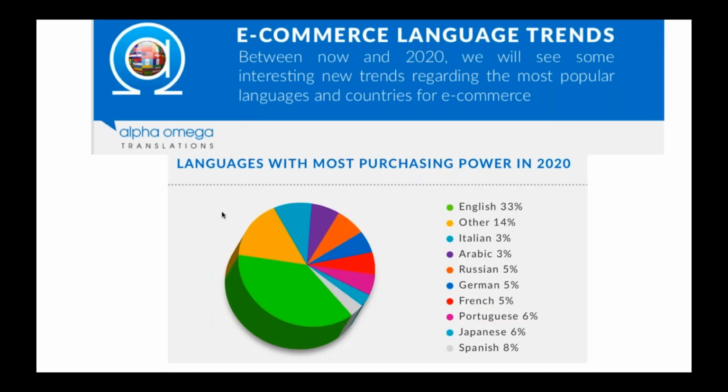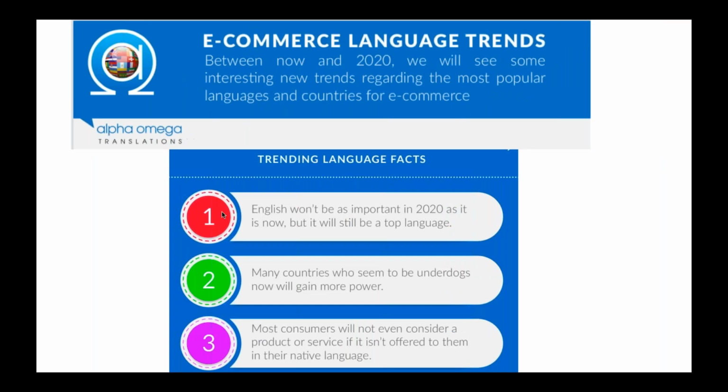Here are the languages with the most purchasing power for 2020. English is 33%, but here are the other breakdowns across the world. Once again, this will be in your handouts. And then here are some trends. I'll just go over the first one: English will not be as important in 2020 as it is now, but it will still be the top language. So you can look for these flyers in your handouts.